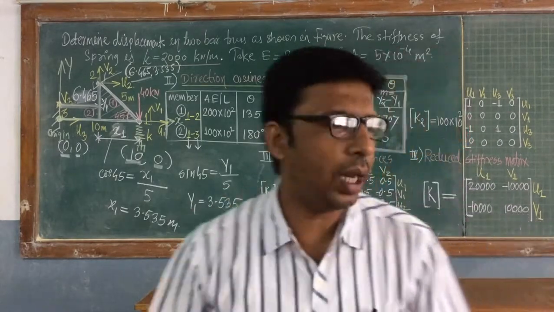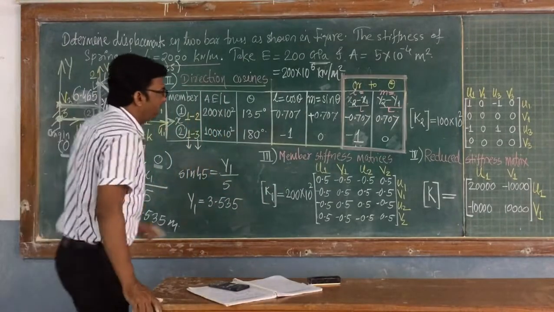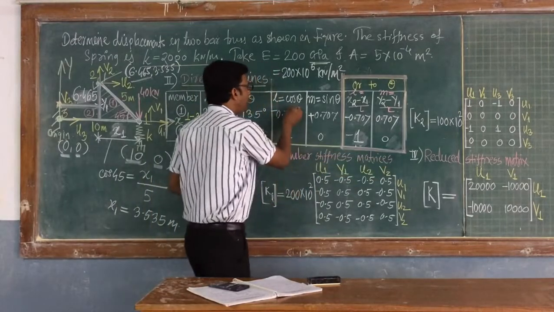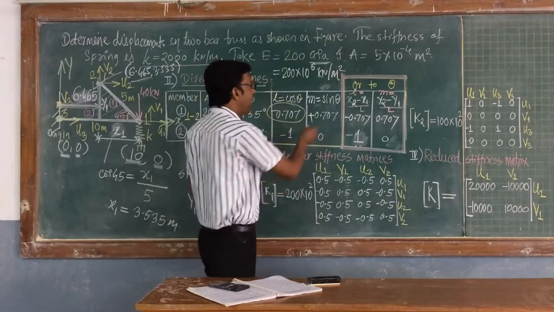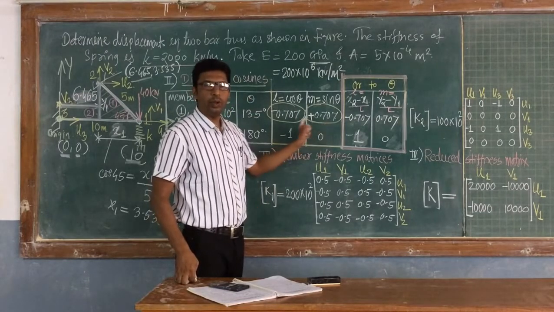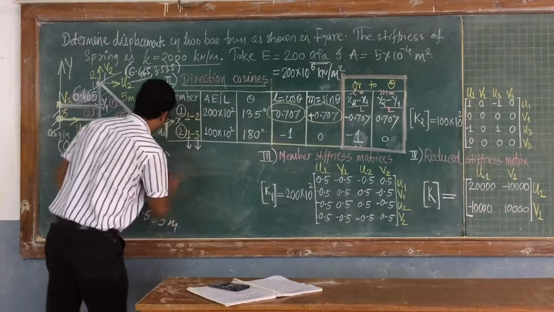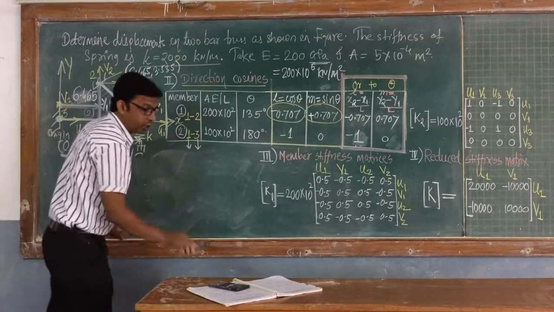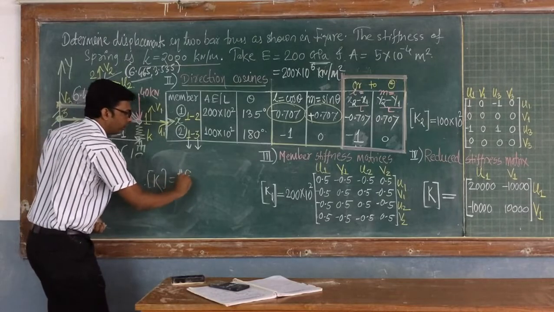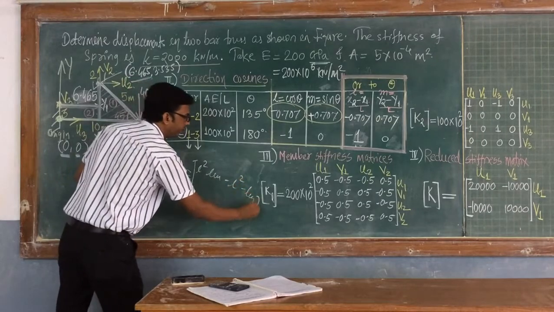Next steps are very simple now. Now step number 3 is member stiffness matrices. So for member 1, L is equal to minus 0.707 and M is equal to plus 0.707. So using this L and M and the standard stiffness matrix of truss, K is equal to A by L times L square, Lm, minus L square, minus Lm.